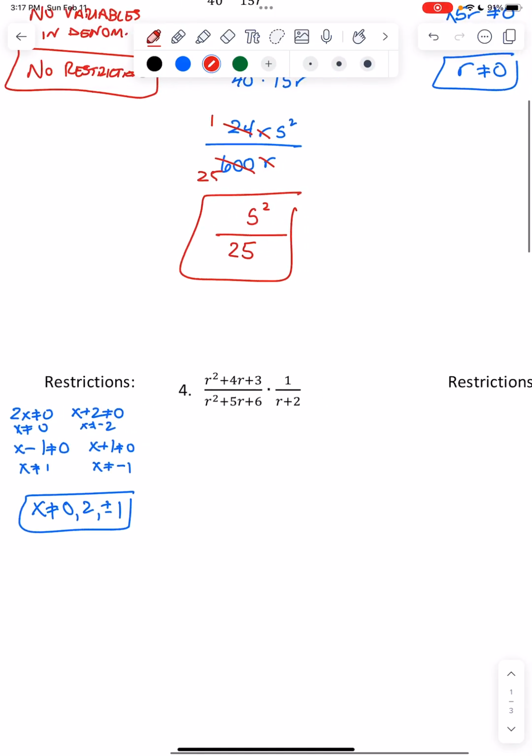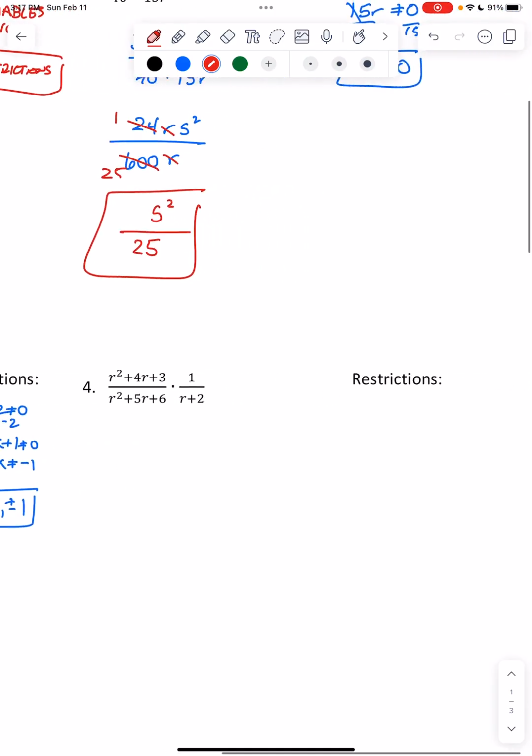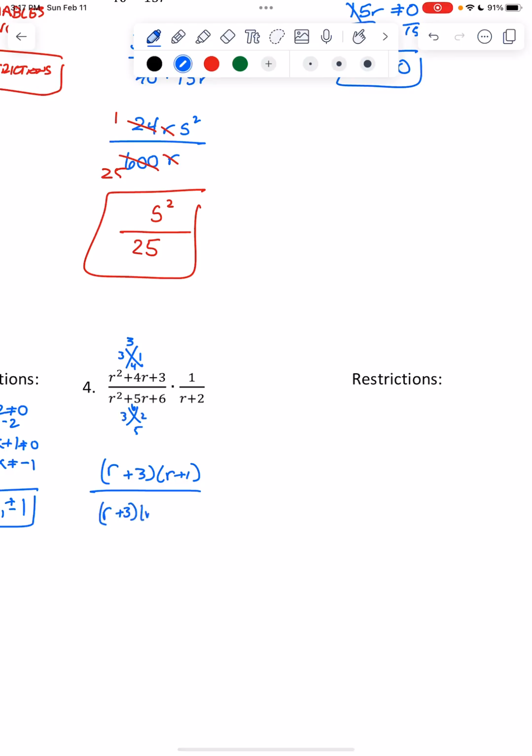Now, for number 4, this one is not factored for us, so we're going to have to factor it, especially in order to find restrictions. So this guy, r squared plus 4r plus 3, multiplies to 3, adds to 4, would be a 3 and a 1. So that would give us r plus 3, r plus 1. And then this guy multiplies to 6, adds to 5, would be 3 and 2. So r plus 3, r plus 2, times 1 over r plus 2.